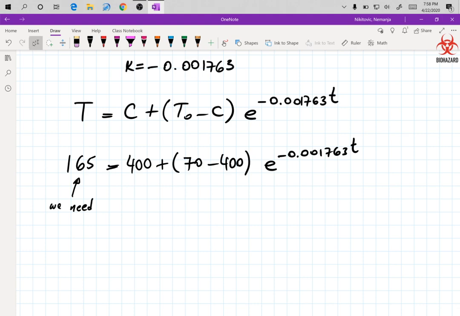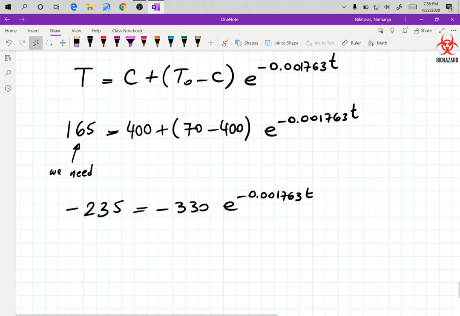So we have negative 235 is equal to negative 330 e to the negative 0.001763 T. Divide both sides by 330. So 235 over 330.